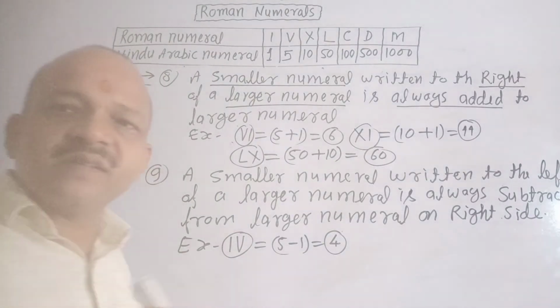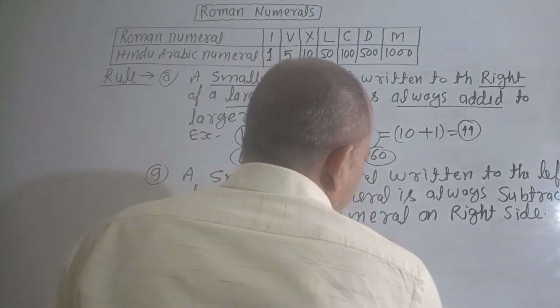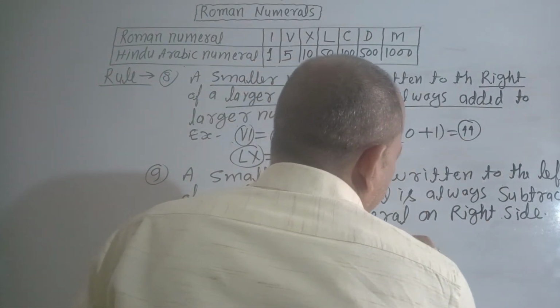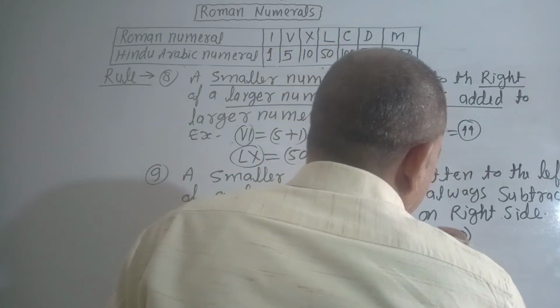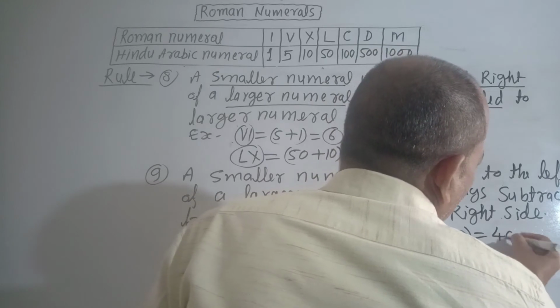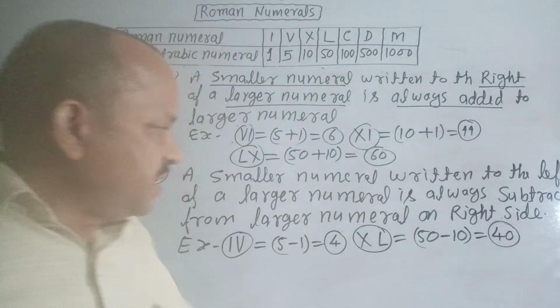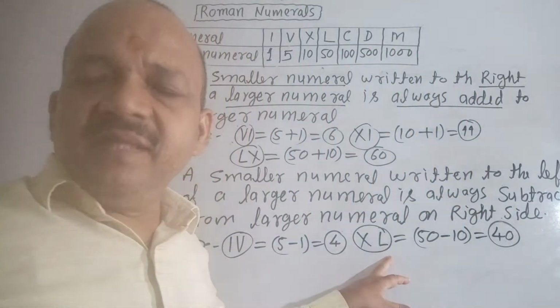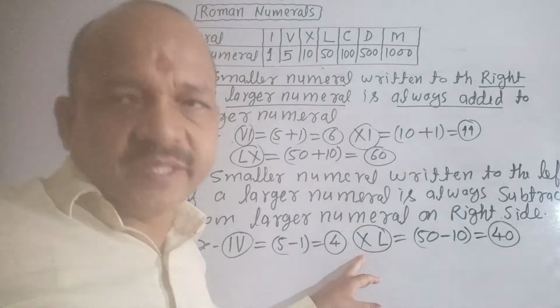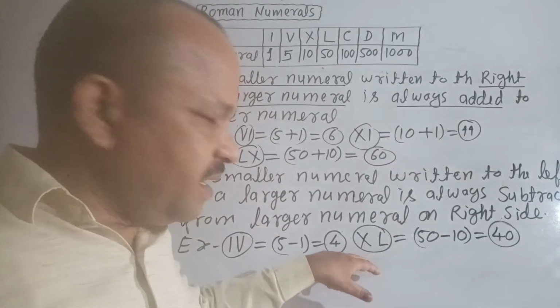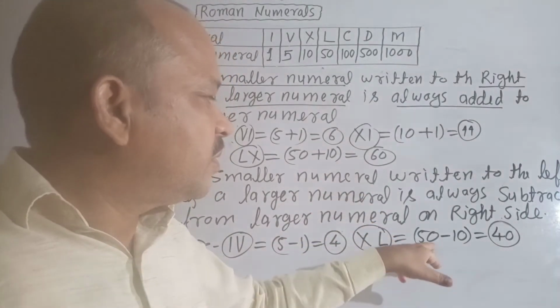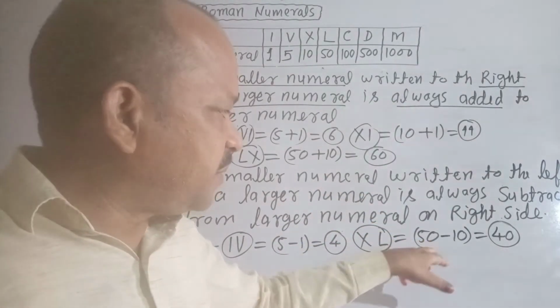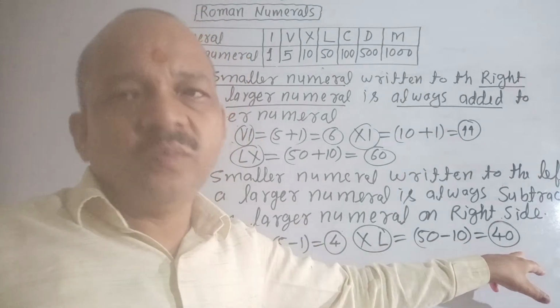Next XL. XL equal to 50 minus 10 equal to 40. Here L is larger, X is smaller. X is on left side, so according to rule you subtract it. 50 minus 10 equal to 40.